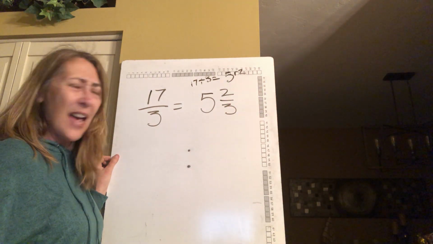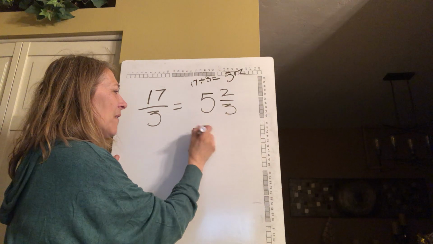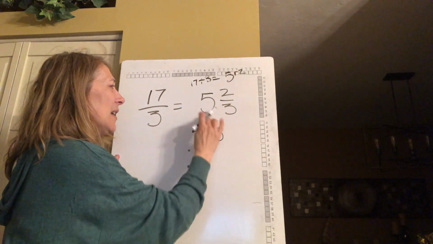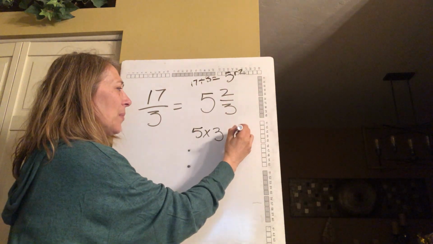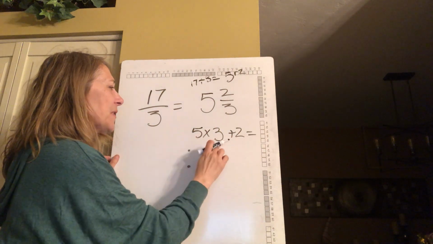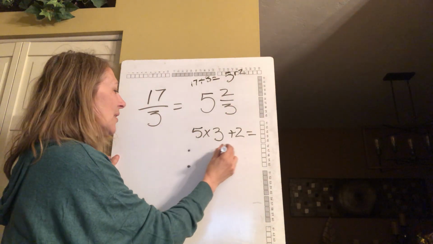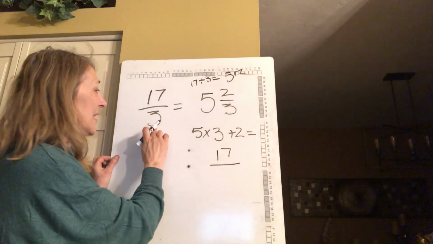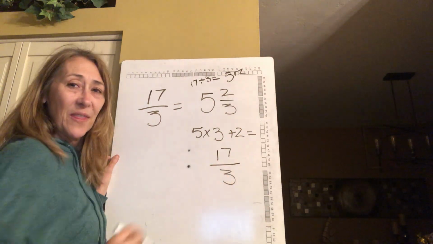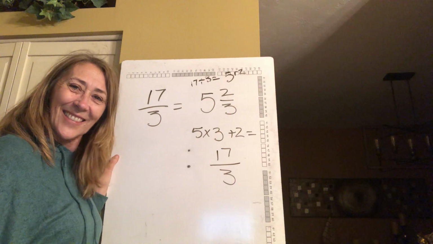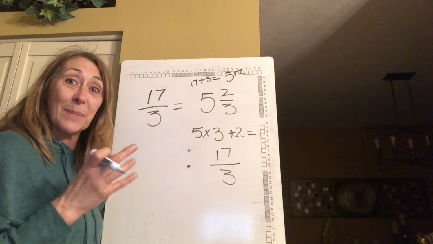How would I check that? I would check that 5 times 3 to make the wholes plus 2. 5 times 3 are 15, plus the 2 are 17. And what size pieces? Thirds. That's really cool how it works back and forth.